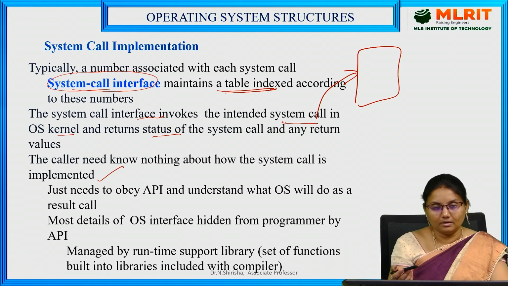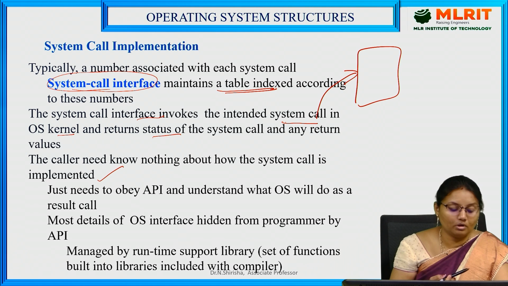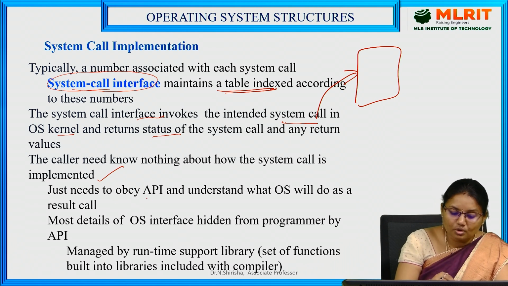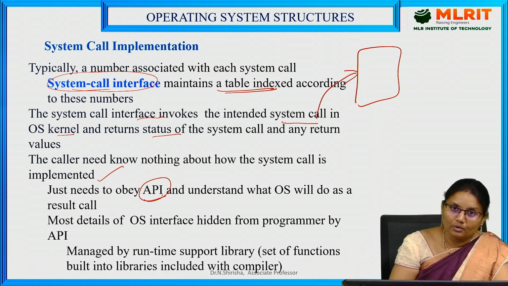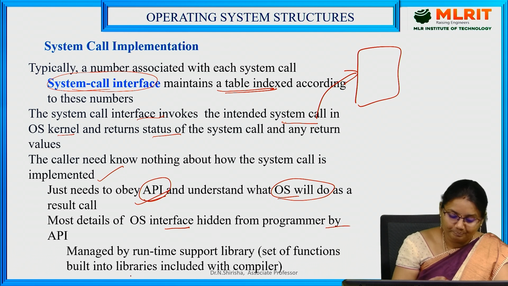So the caller need know nothing about how the system call is implemented. Need not means they do not have to understand how the system call will be implemented. It just needs to obey the API. Internally, how it is going, it is none of our business. But how this API has to be used and where it has to be used, that only you have to understand, what the OS will do as a result of the call. Most details of the OS interface are hidden from the programmer by the API, that we don't know, managed by the runtime support library.